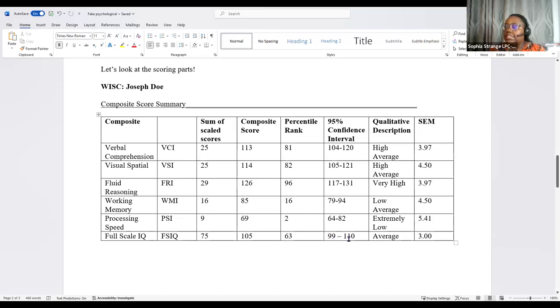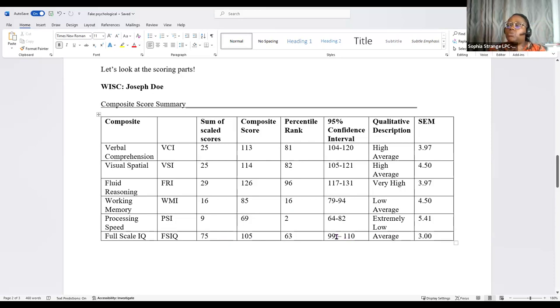We know that in this test, instead of 100 being the farthest over, it's 110. And then to 99, that's the confidence level. That's an average range. Their full scale IQ is a 79 and a 75. No, that's the sum of scores. Composite score, percentile rank is 63. So they're between a 99 and 110.